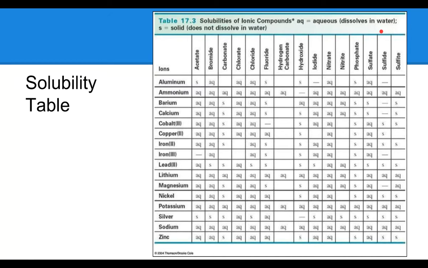And I'm going to give you a chart that'll be similar to this in class that you can use for your chemical reactions. And also, I'll give you some solubility rules, and you'll need to know those solubility rules as well.